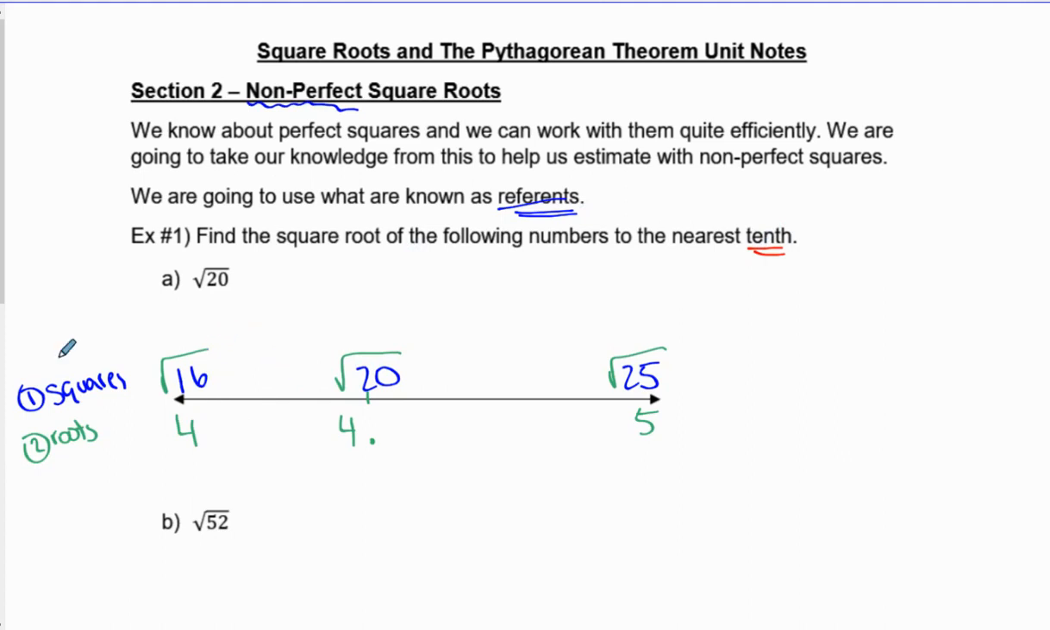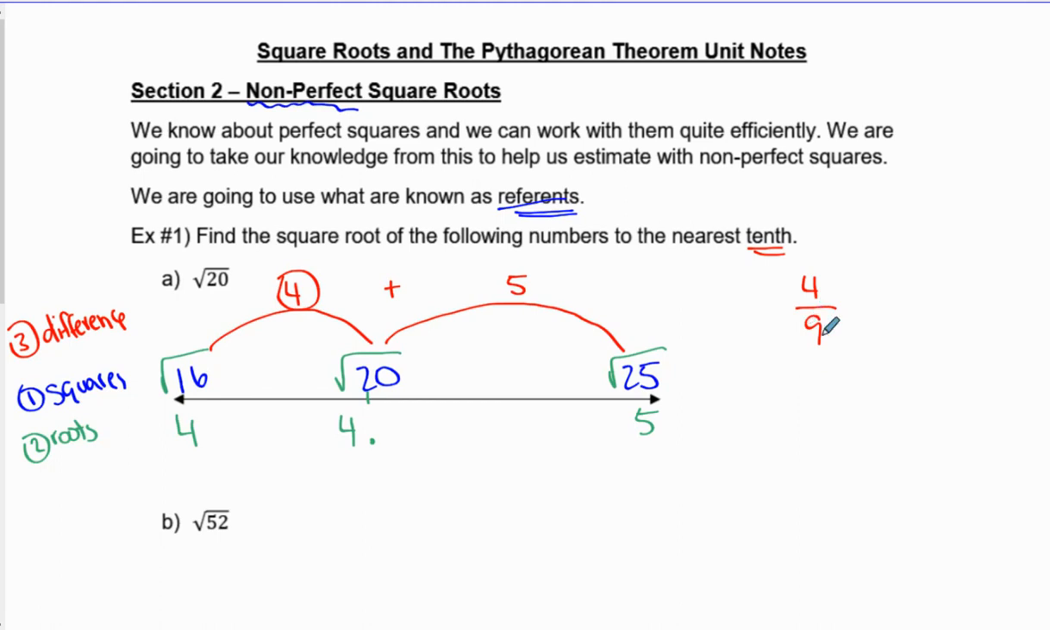So I'm going to take a look at my differences. My third step is to look at the difference between my squares. The difference between 16 and 20 is 4, so 20 minus 16 is 4. The difference between 25 and 20, 25 minus 20, is 5. So 4 is close to 16 and 5 is close to 25. To figure out what this decimal is, I'm going to take this 4 and divide it by the difference between my two perfect squares, so 4 plus 5 is 9.